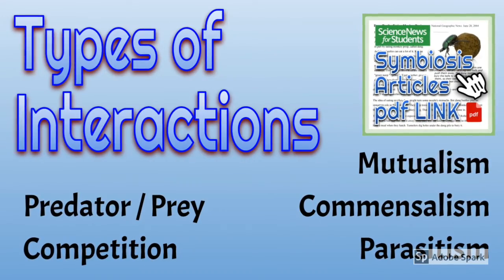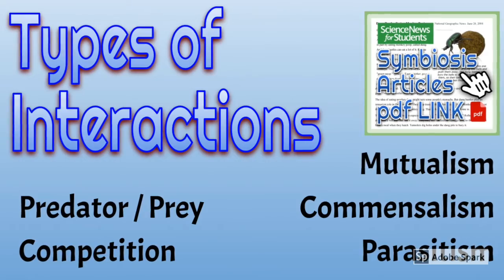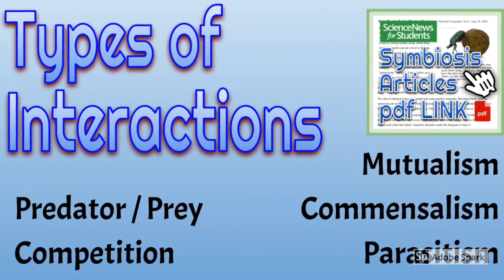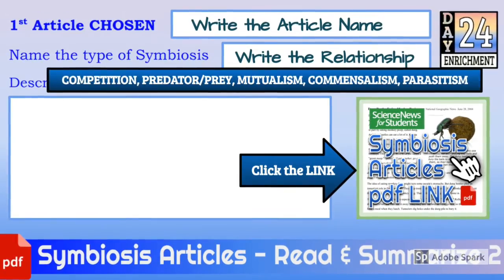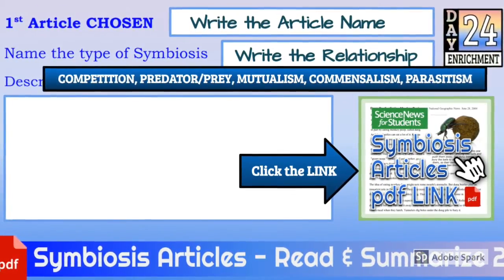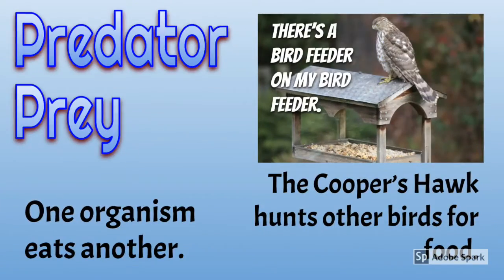In the articles, we are looking at the 5 possible relationships that can exist between living things. You will only have 1 or 2 of these relationships. Remember to write the name of the article you chose, write the relationship you think is in the article, and to describe it in detail in the larger box.